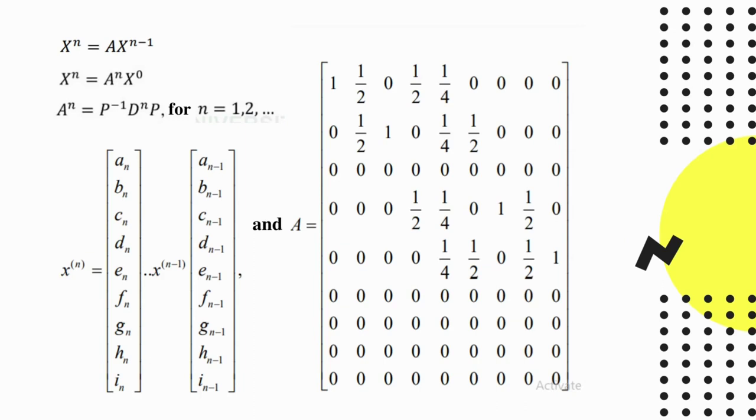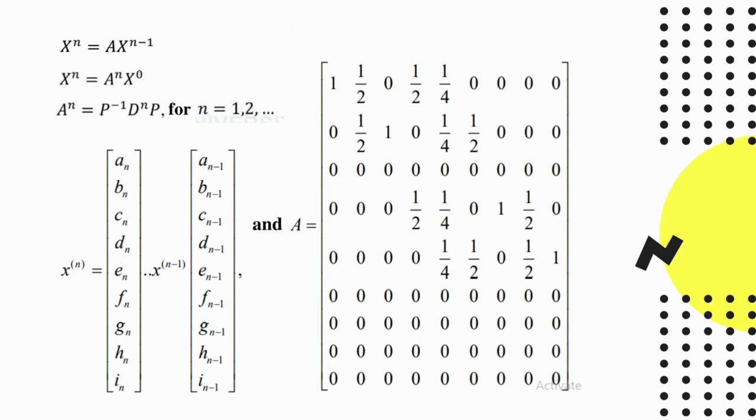Now we can express the 9 equations in matrix notation as x to the power of n equals A times x to the power of n minus 1. And you can see the x to the power of n and A matrices on the screen. Through some algebraic process, the formula can be declared as x to the power of n equals A to the power of n times x to the power of 0.